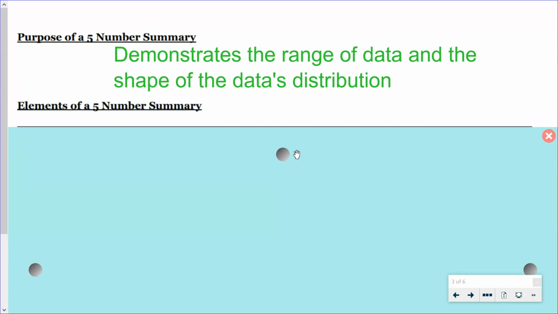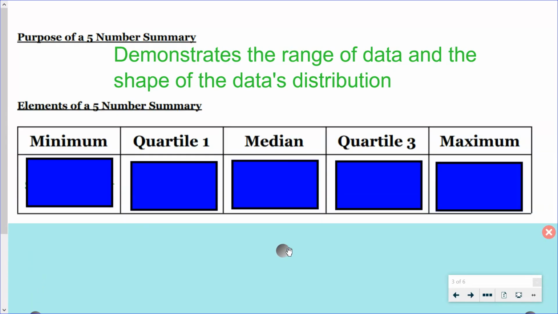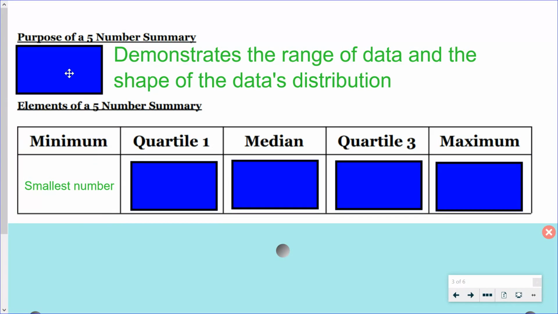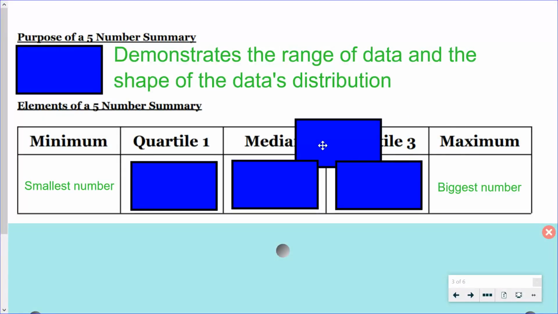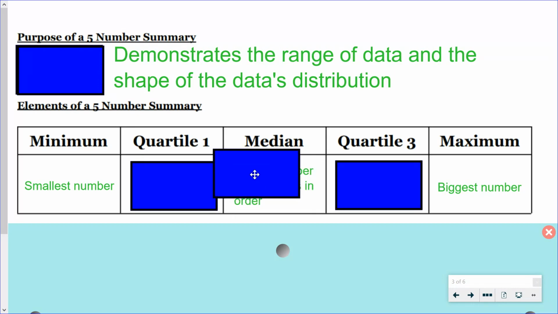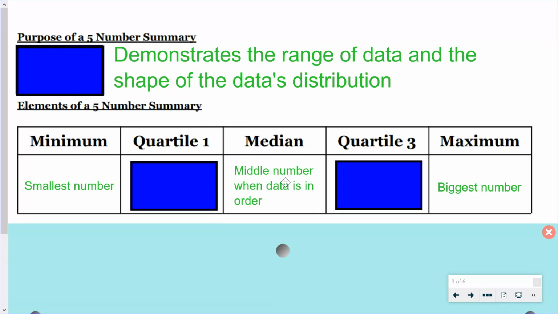There are 5 elements to a 5-number summary. The first is the minimum, which is something that should be familiar. The minimum is the smallest number in a set of data. The opposite of the minimum is the maximum, which is the biggest number in a set of data. And we are familiar with the median as well, which is the number in the middle. So when we put them in order, it is the number that is in the middle, remembering to have them going from smallest to largest.